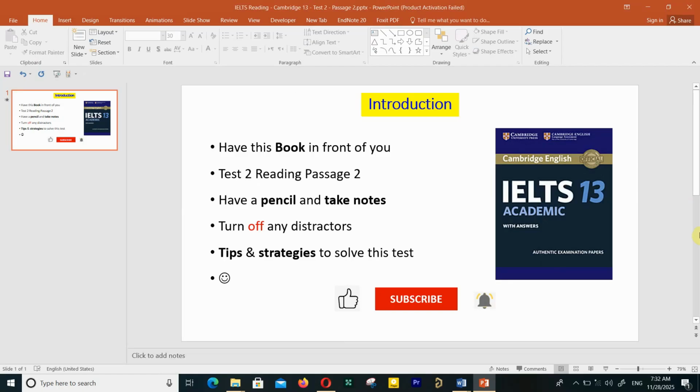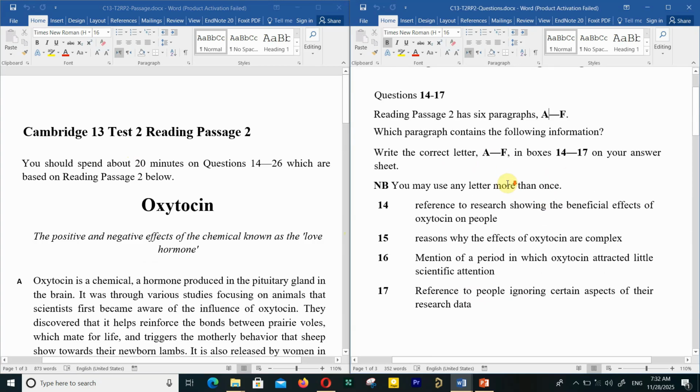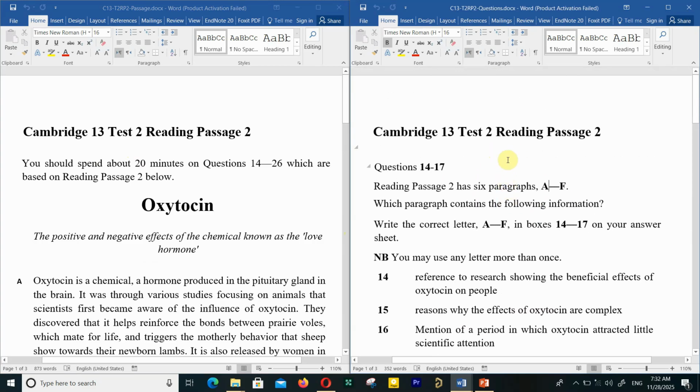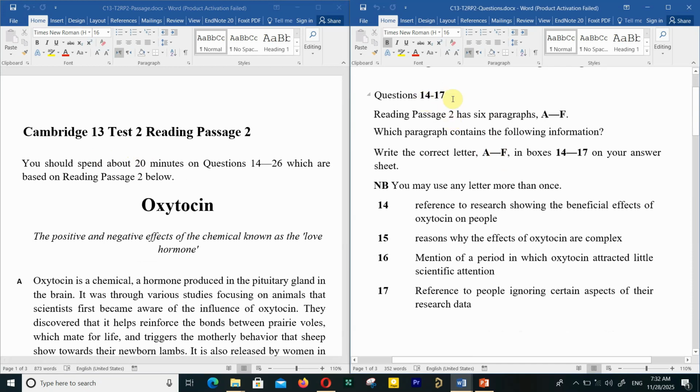Let's jump into it. As always, I'm going to split the screen into two halves. On the left hand side you can see the passage, and on the right hand side you can see the questions. Questions 14 to 17: which paragraph contains the following information. This is the most difficult question type.